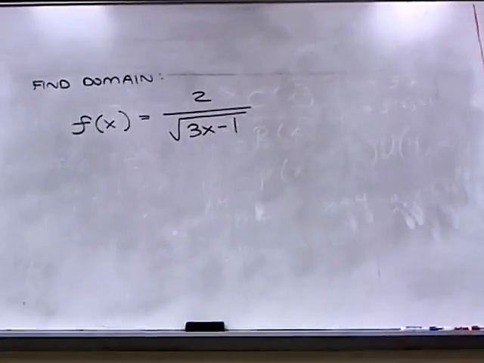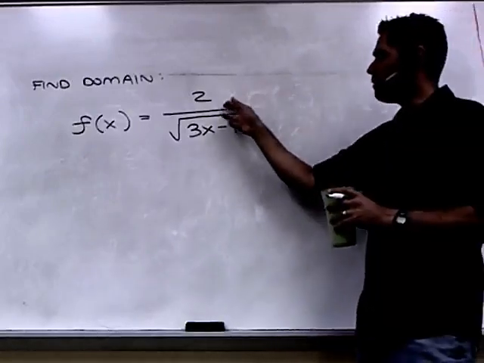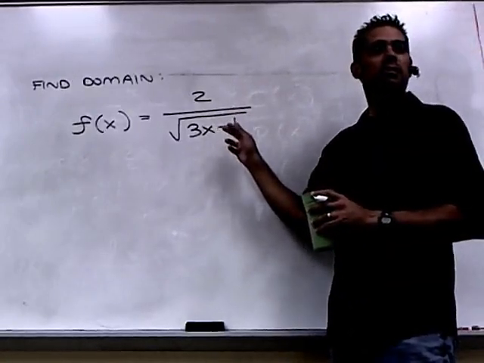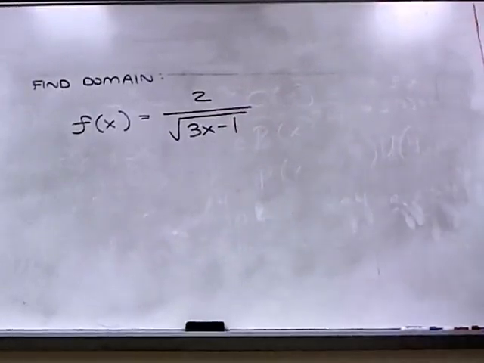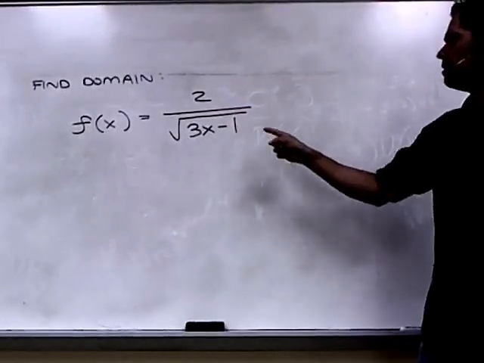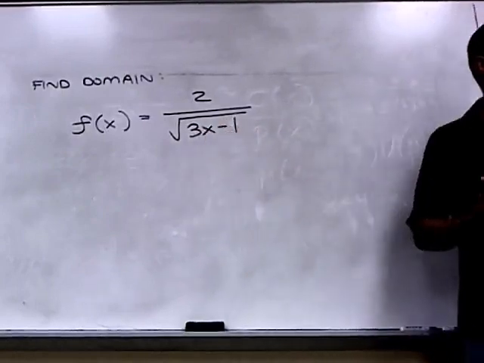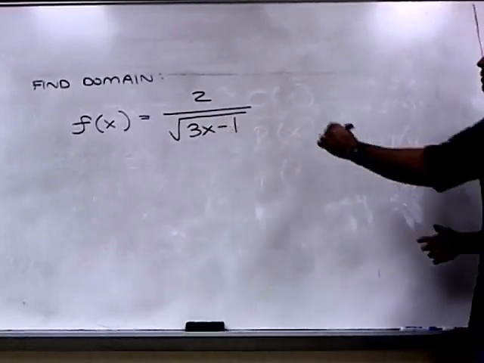Do you see any issues? Do you see some things that could possibly cause problems here? You have a square root, and you actually have a fraction, don't you? So there's actually a double whammy in this problem. You have to worry about two things. First, you can't have anything under the square root be negative. Do you agree? So there's two issues.